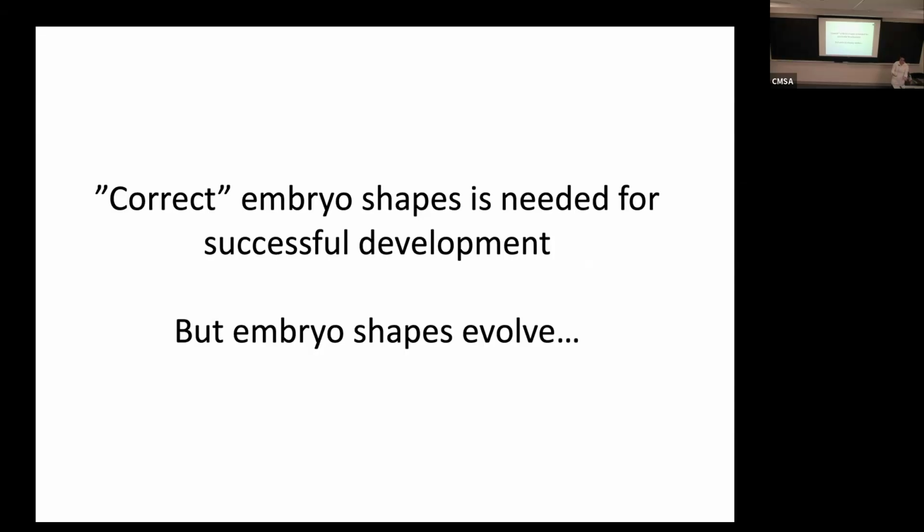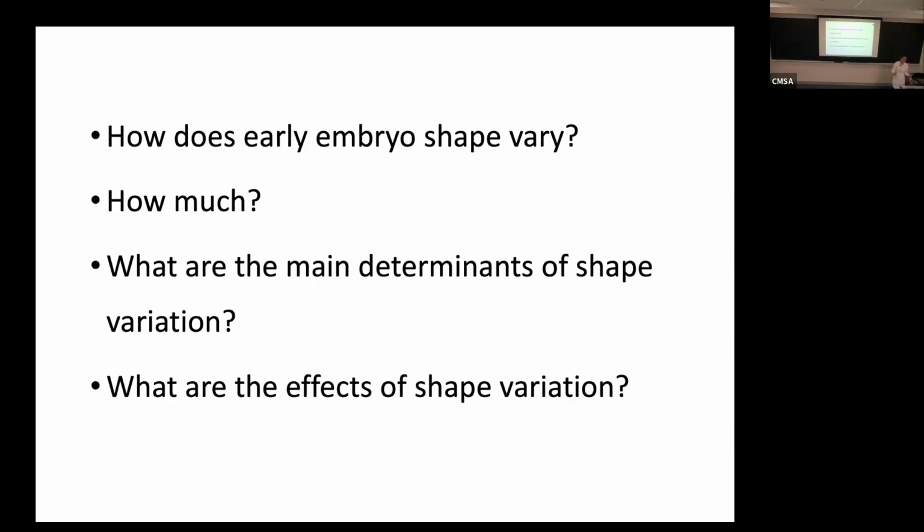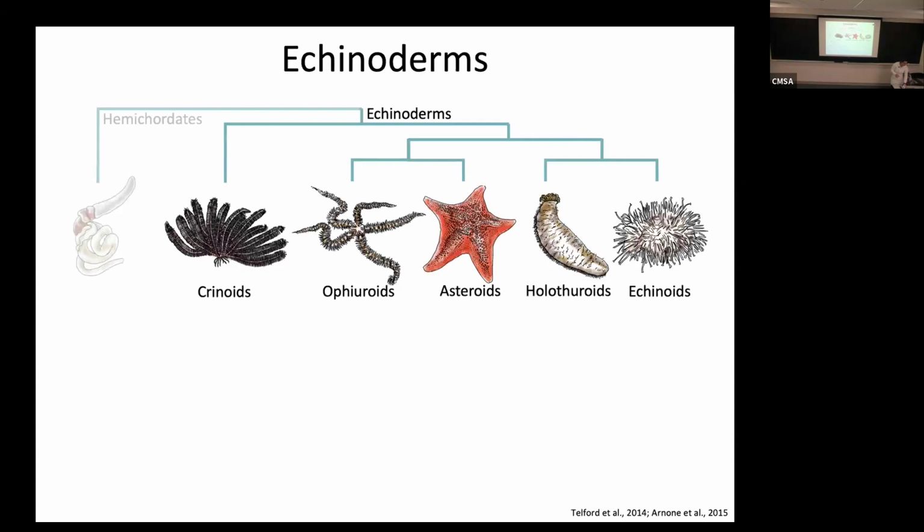So the questions I have, and that we are trying to very generally address, are of this type, right? How does the shape of the early embryo vary? How much? What are the main determinants of this shape variation? And what are the effects of this variation on the rest of development and cell differentiation and so on? We have a few minutes, so I'm just going to introduce you to the model systems that we use, right?